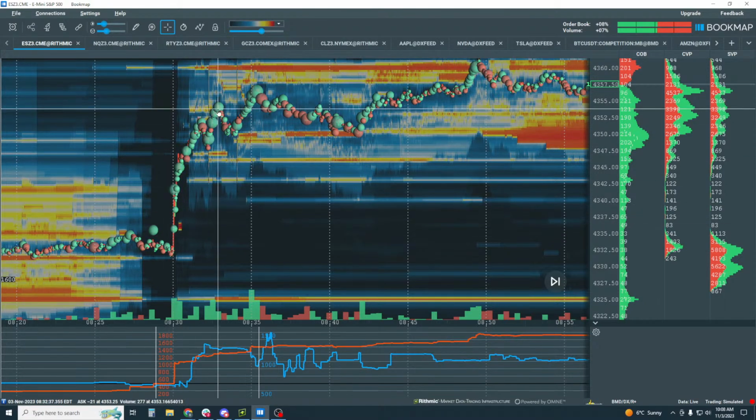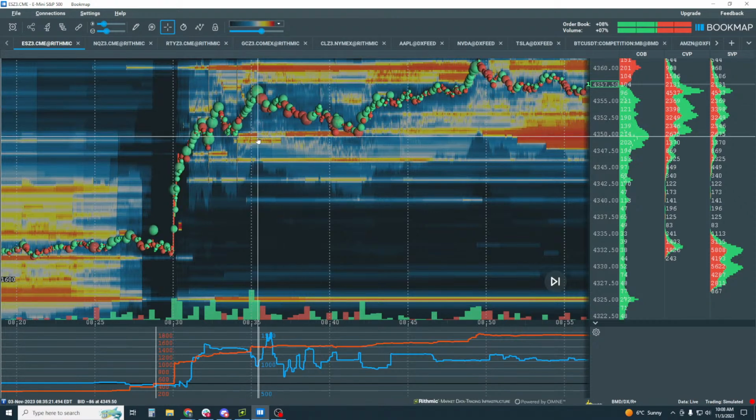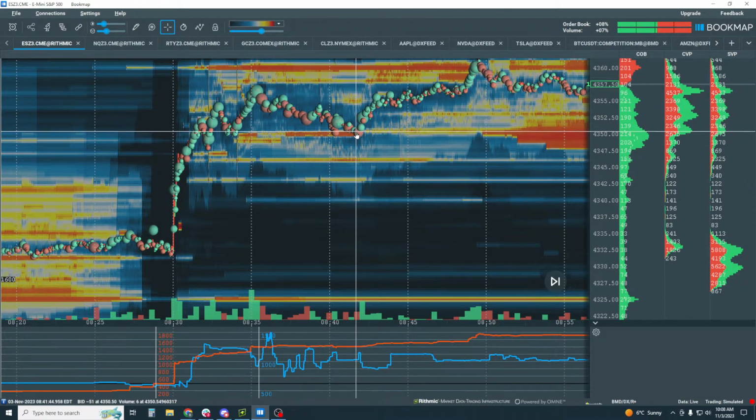We have a strong impulse move. We have a pullback. We have high liquidity on the bid at a higher level here. That does transact, and then we see the buyers roll in here. This is your entry point or consideration for your entry point.